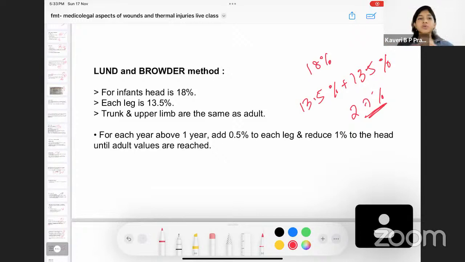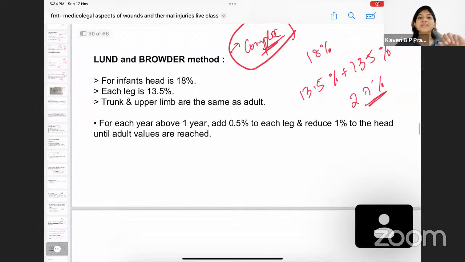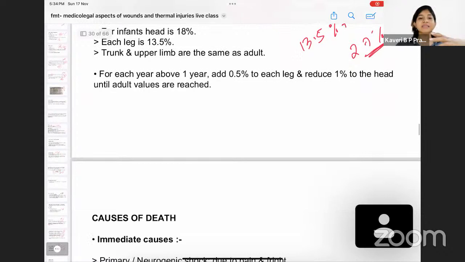So this is how we are going to calculate for an infant, and the name of the classification is the London Browder method. For each year above 1, add 0.5% to each leg and reduce 1% from the head until adult values are reached. So this London Browder method is a little complex method, and that is why people tend to not ask you. Remember, it is going to be used for calculating the burnt surface area in an infant.